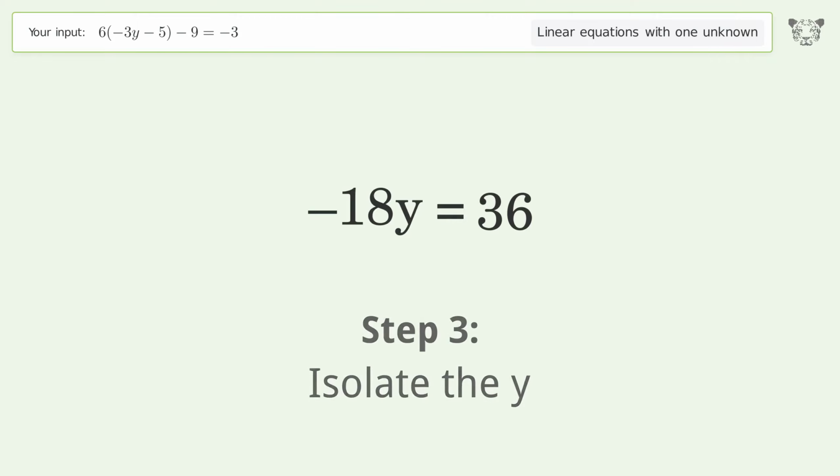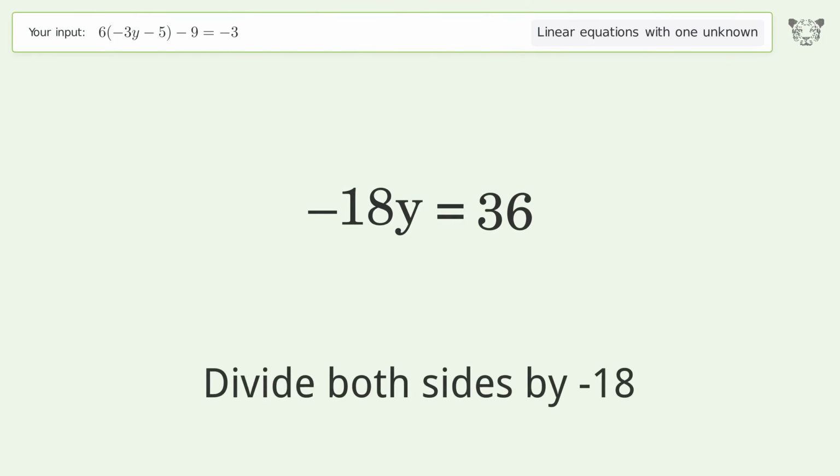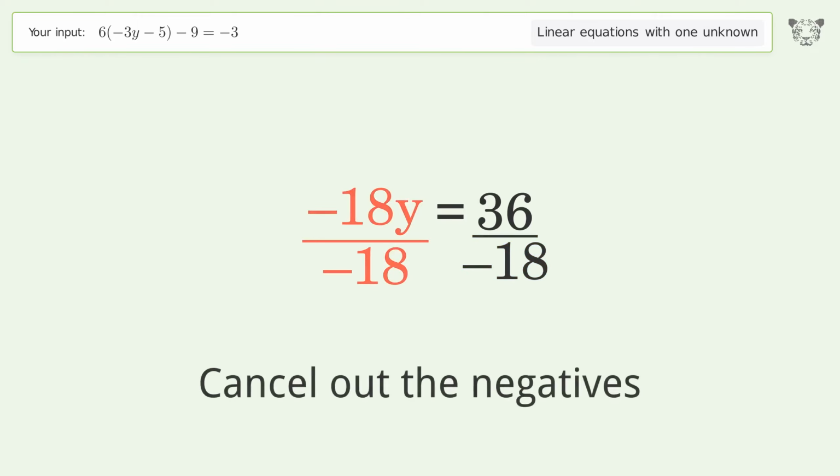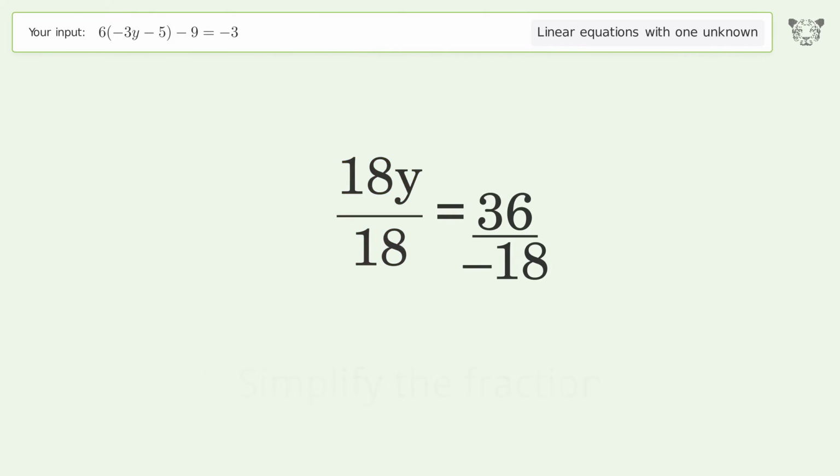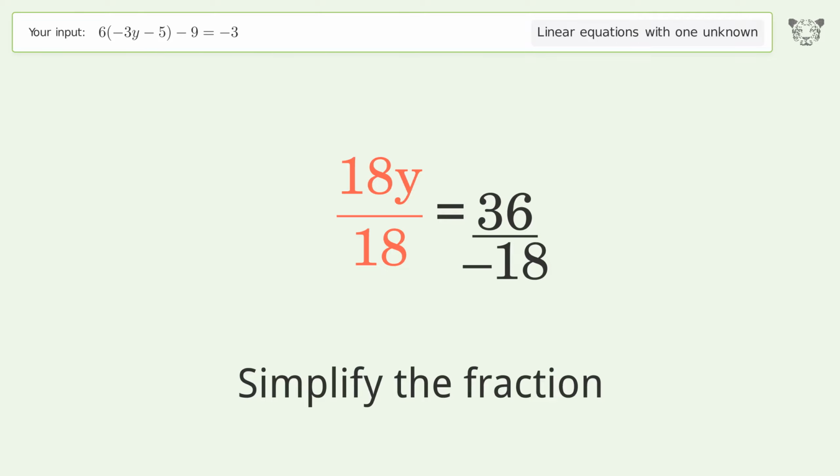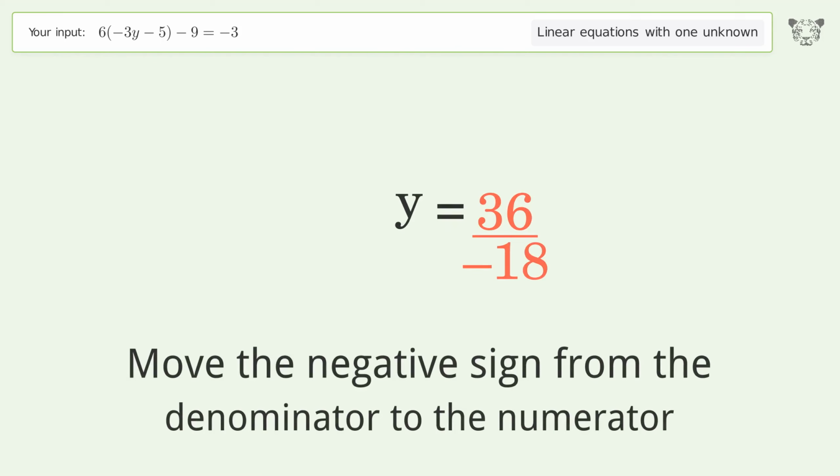Isolate the y. Divide both sides by -18. Cancel out the negatives. Simplify the fraction. Move the negative sign from the denominator to the numerator.